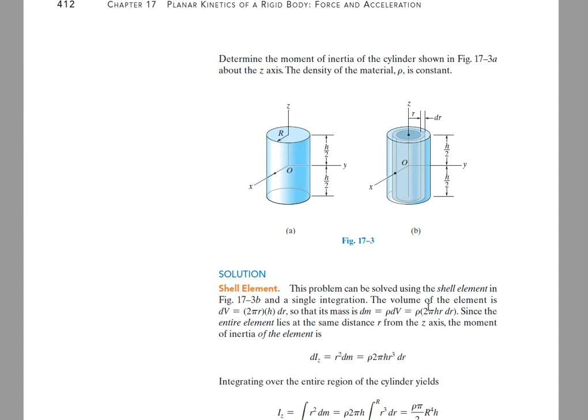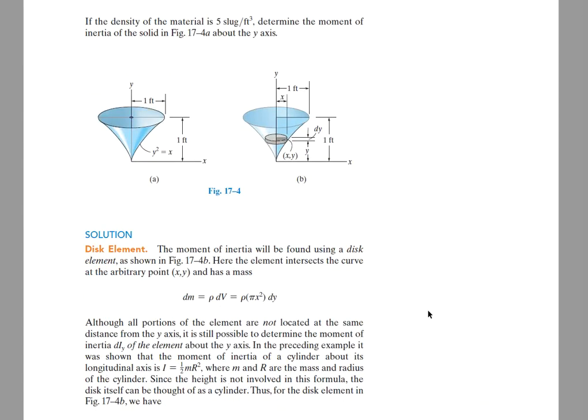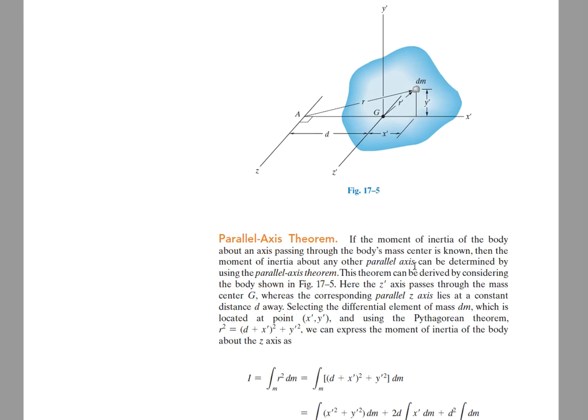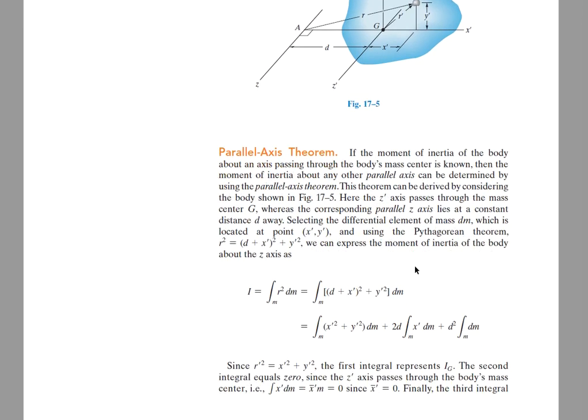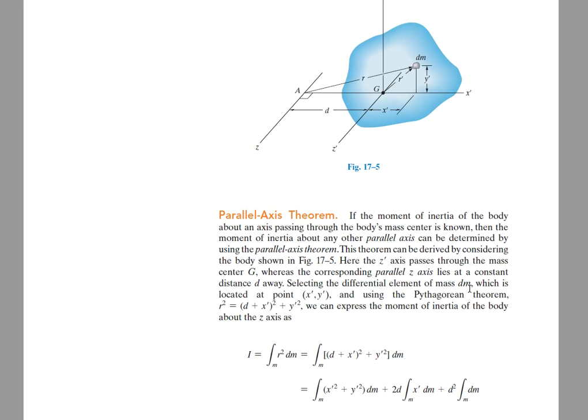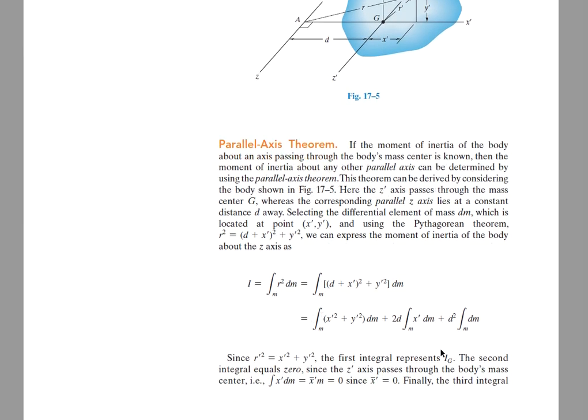Okay, so this part again is not emphasized. We're going to make use of what is called the parallel axis theorem, which allows us to calculate the mass moment of inertia of a body about an axis that is other than one through the center of mass, center of gravity, about which we know the mass moment of inertia. And it's explained here.